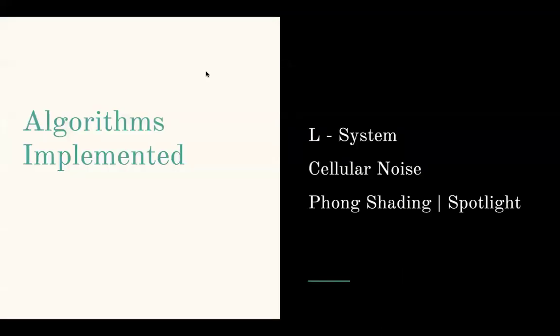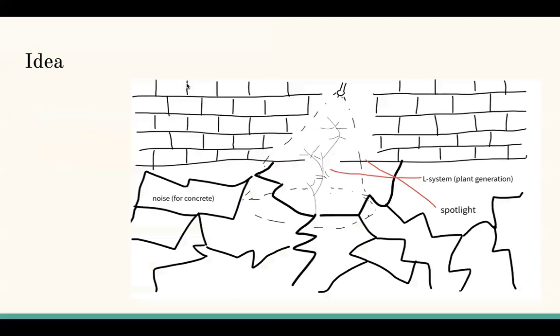So the algorithms implemented are L system, cellular noise, and spotlight using Phong shading. This was the original idea. Basically, we have a single plant with a spotlight on it, and the plant is growing through concrete. The plant generates the L system, spotlight, and then we have the noise, which is generating concrete, and a brick wall in the background. The idea we want to show is the perseverance of the plant, and that ties into the theme of journey.